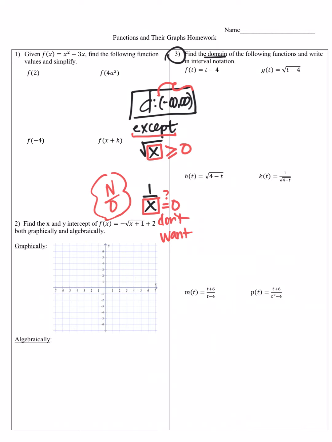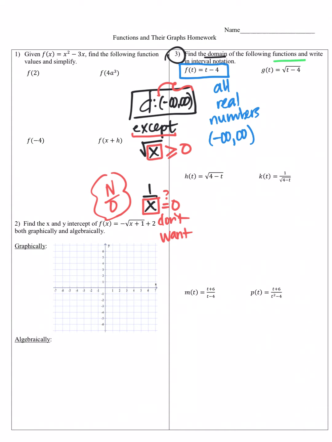So our very first function that we have up here, f of t equals t minus 4, that's just a nice linear function, so that's going to be all real numbers for the domain, or you can write that as negative infinity to infinity, which is what it said to write in interval notation.